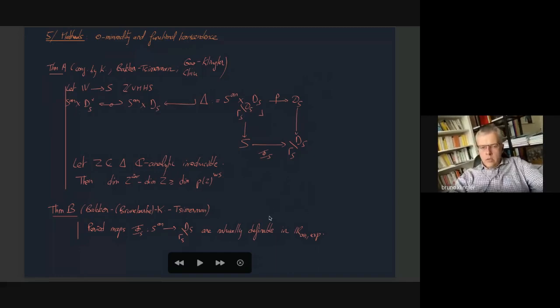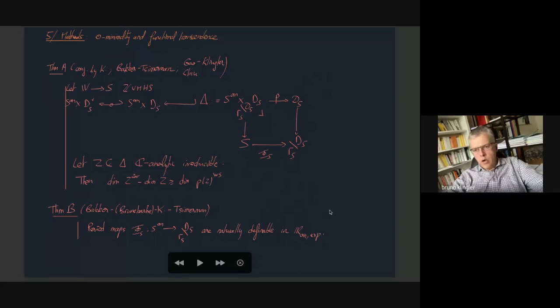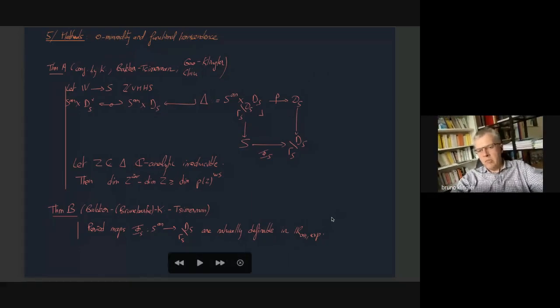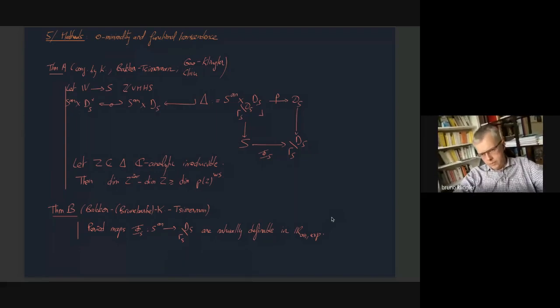The second result that we use is a result due to myself and Becker, Zimmerman and Bakker in the mixed case. It tells you that the period maps, although they are not algebraic, in some sense are very close to being algebraic, namely they are definable in some O-minimal structure. An O-minimal structure is a generalization of real semi-algebraic geometry. So this is a tame geometry where all definable sets have very good topological properties. For instance, they have only finitely many connected components.